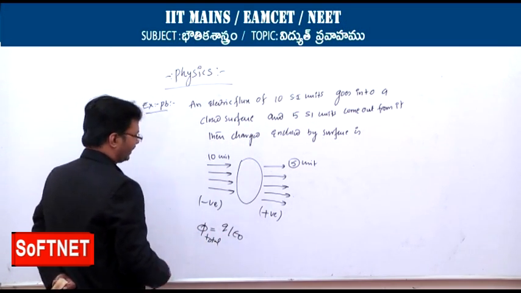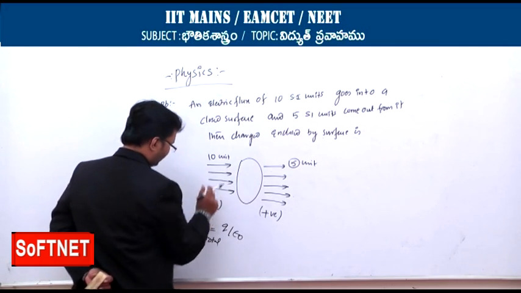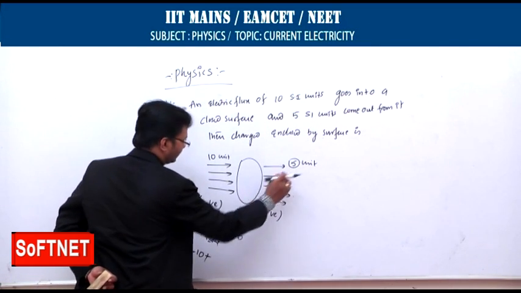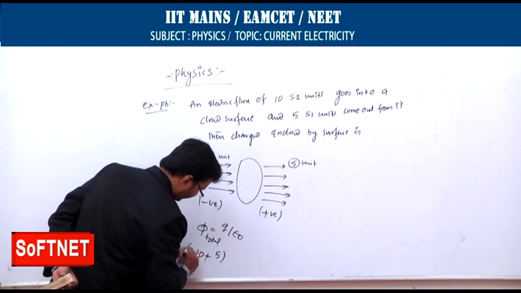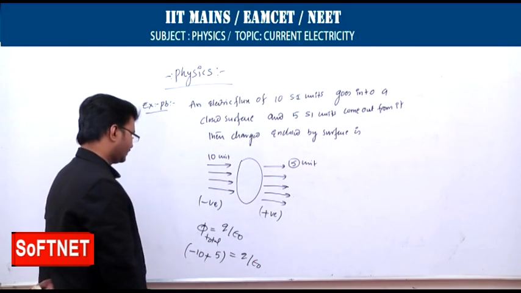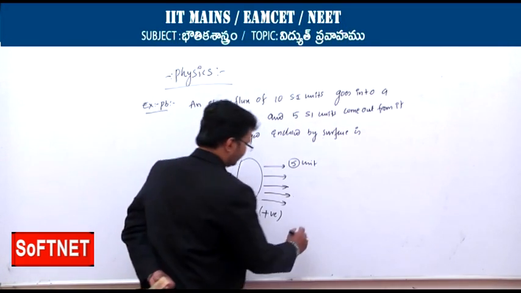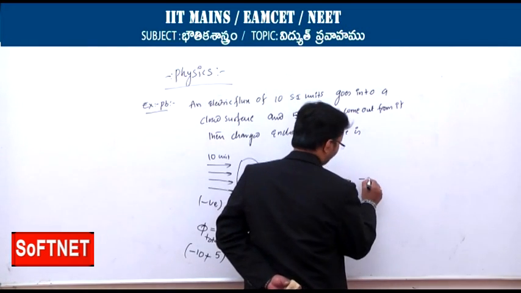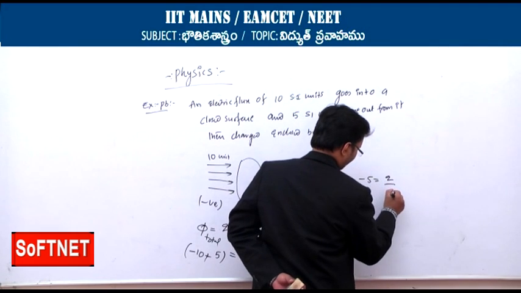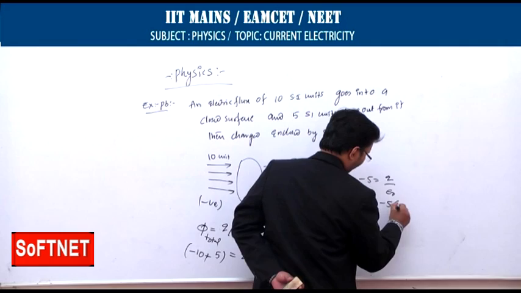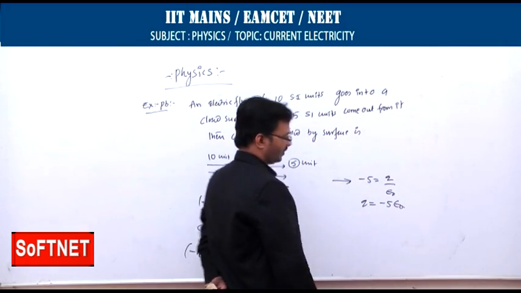Is it right? Phi total. Now phi total, this is negative, so minus 10 plus this is plus 5 is equal to Q by epsilon naught. Minus 10 plus 5, which is nothing but minus 5, is equal to Q by epsilon naught. Then Q is equal to minus 5 epsilon naught.